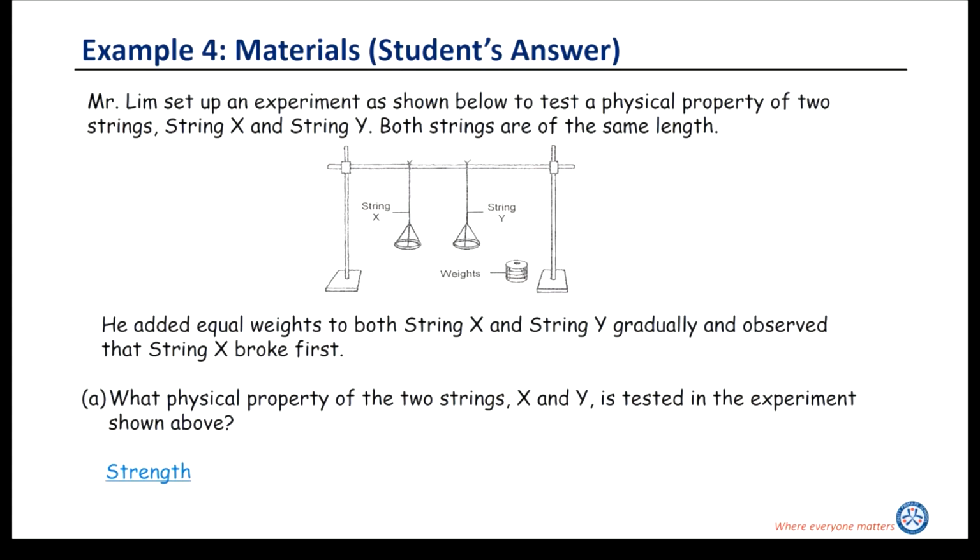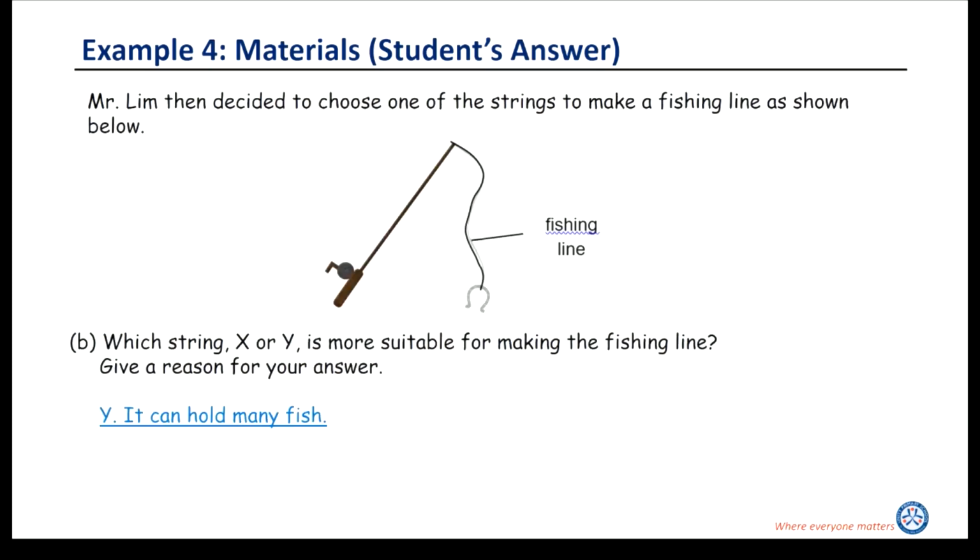Part A is a state type of question, and hence a straightforward answer is expected. Mr. Lim then decided to choose one of the strings to make a fishing line as shown below. Part B. Which string, X or Y, is more suitable for making the fishing line? Give a reason for your answer.